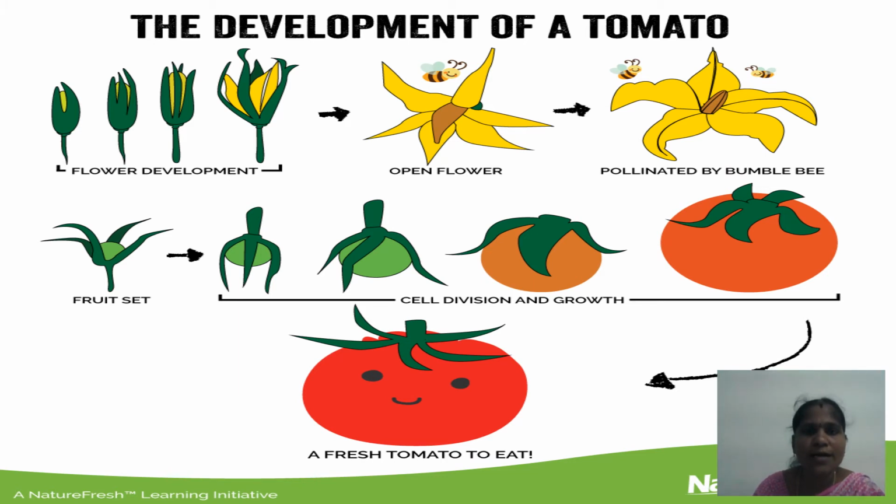From a small bud onwards, how does it grow into a fruit? I have taken one example, tomato. This is a small bud of tomato. See, this is a small bud, and this bud will increase day by day. Yes, it will convert into a developing flower. This is the flower development, and in this stage the flower is totally opened. The bud has bloomed.